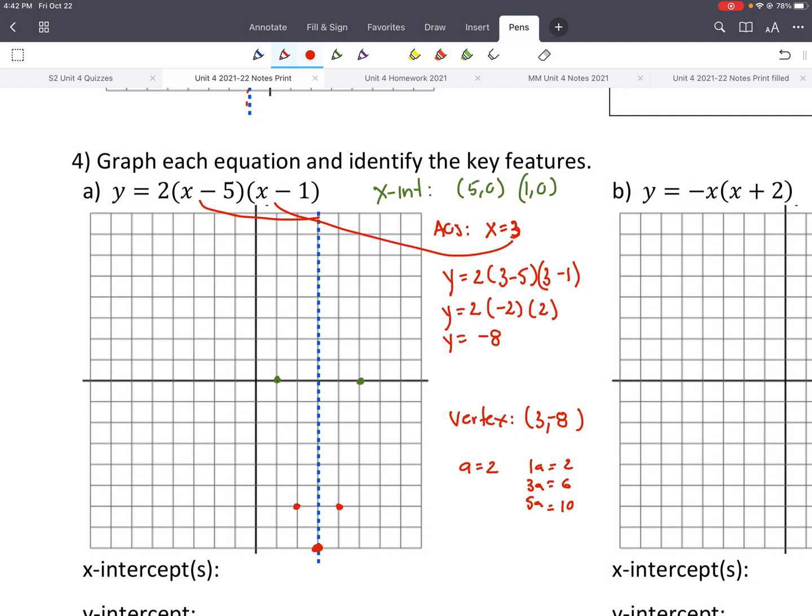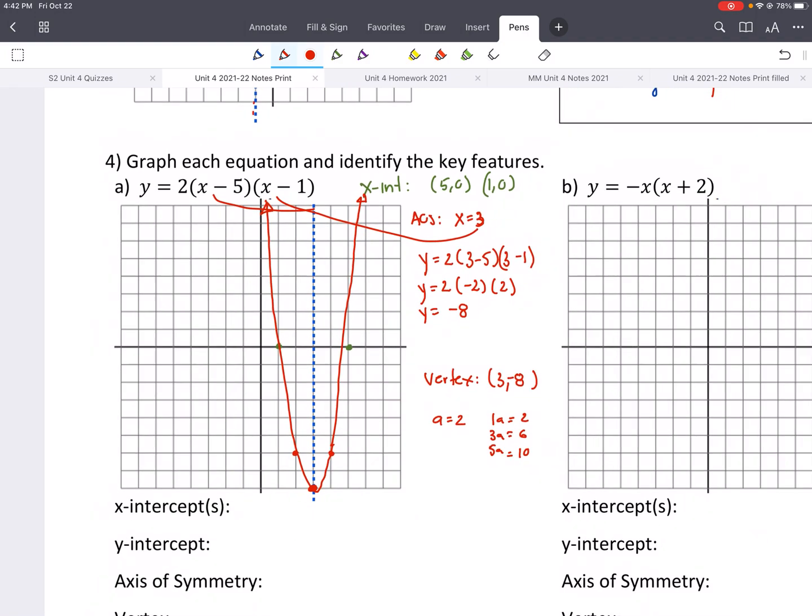So we're all done. We'll just connect those dots the best that we can. Kind of missed that one, but it's okay. Okay, and now we can do our key features.